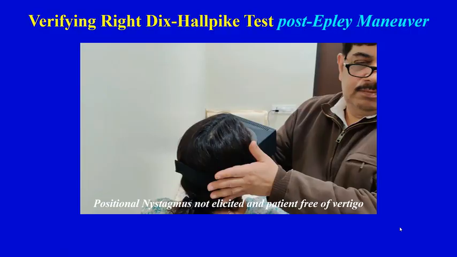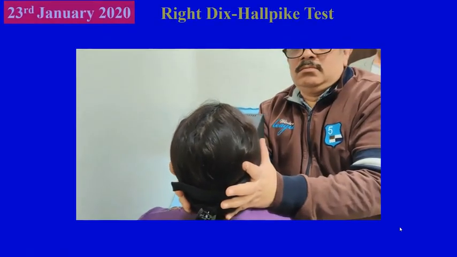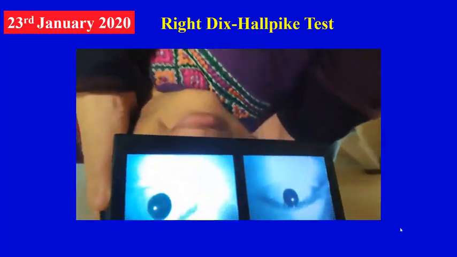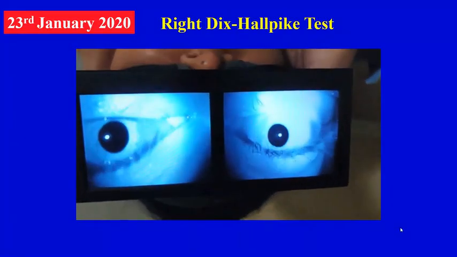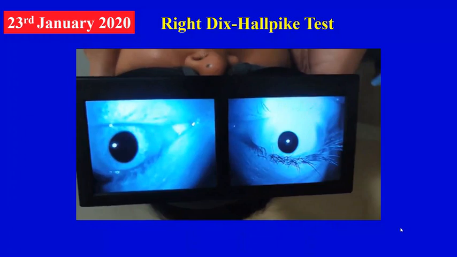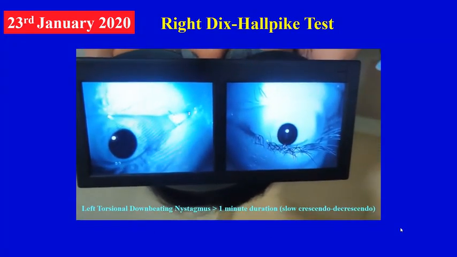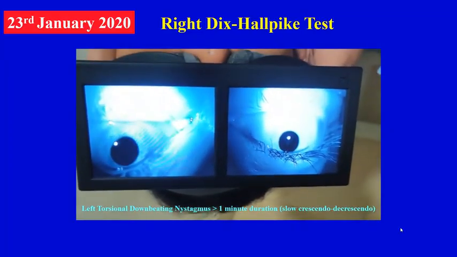But there is a history of 7 days before consulting me, and at that time her right Dix-Hallpike test on 23rd January evoked a slow crescendo-decrescendo left torsional downbeating positional nystagmus that lasted for almost 2 minutes.